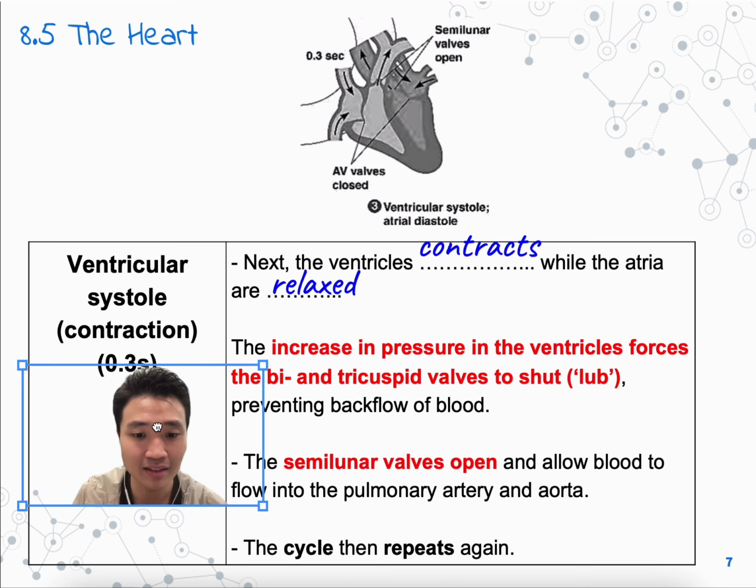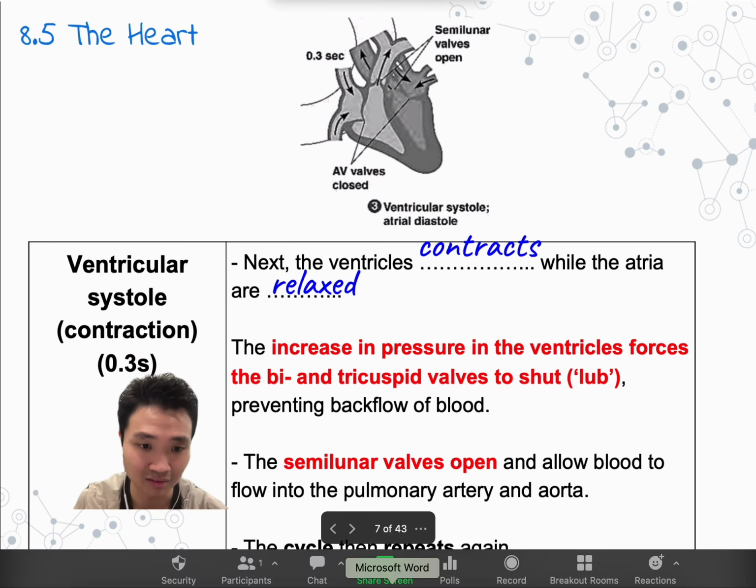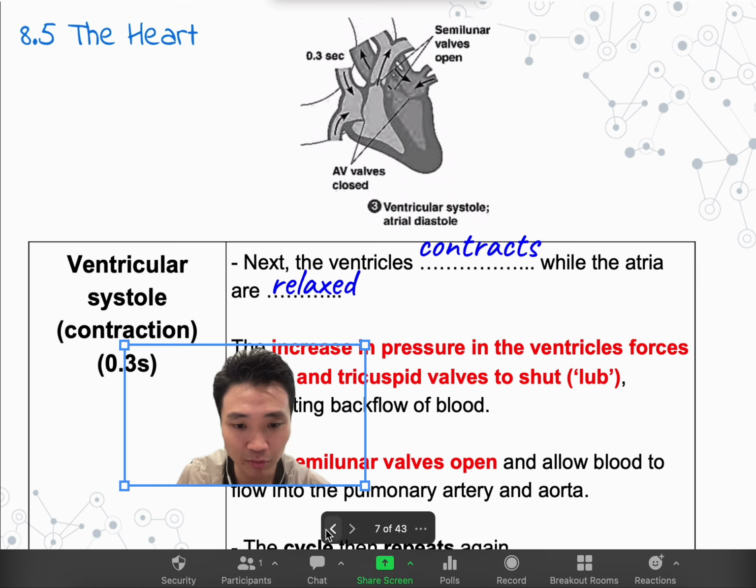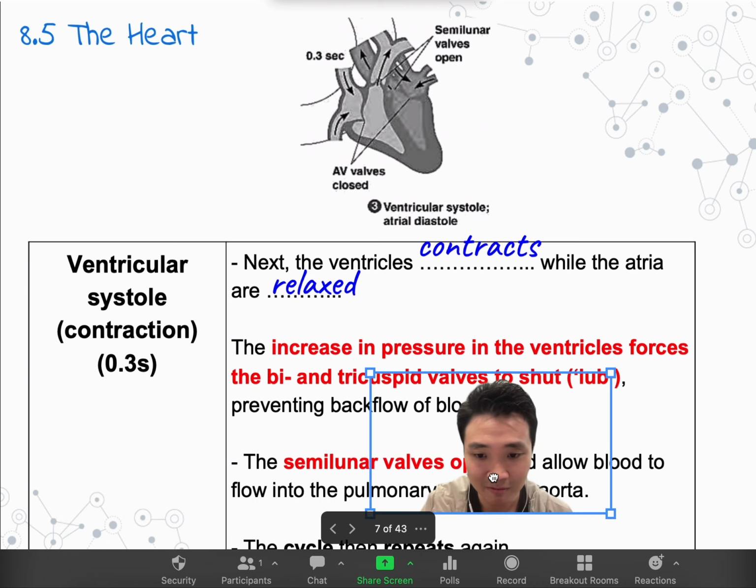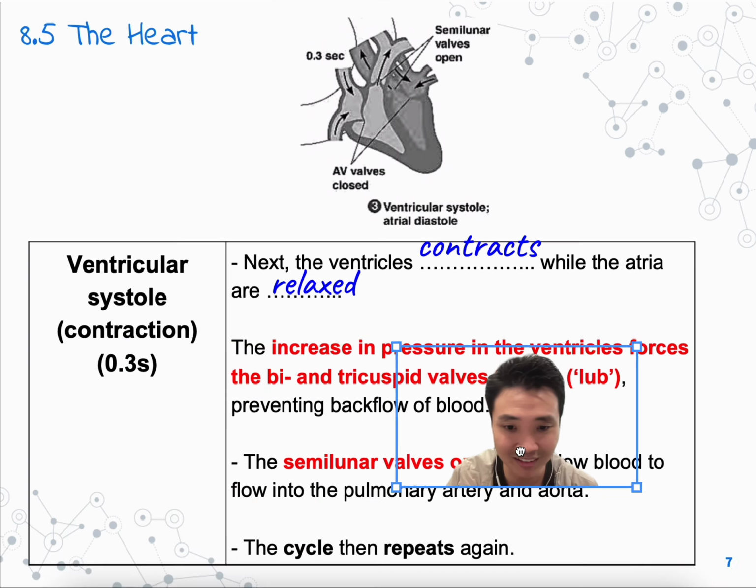Okay, and then the semilunar valves will open. Then you see over here, the cycle then repeats again. Can you draw a line, separating? So you draw a line here. Where Mr. Cho is dragging, draw a line here.